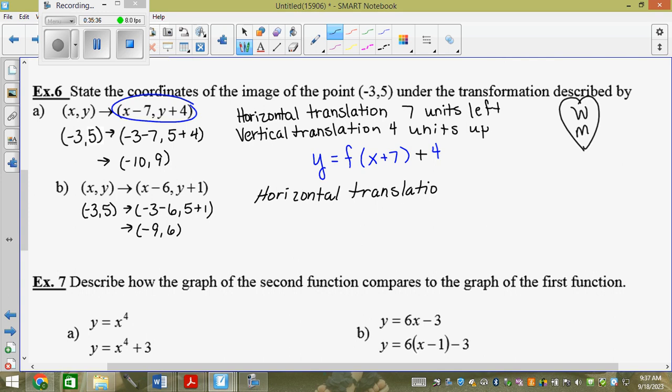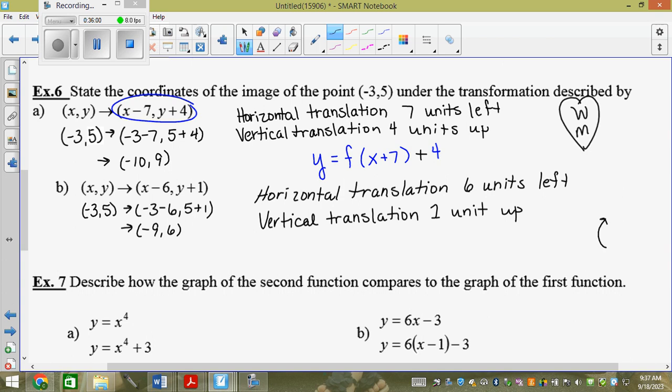Units where I'm minusing 6, I'm going 6 units to the what? Left. And then I have a vertical translation. 1 unit. Up or down? Up, because I'm taking my y and I'm moving it up while I'm adding, right? I'm adding 1, so I'm moving it up.